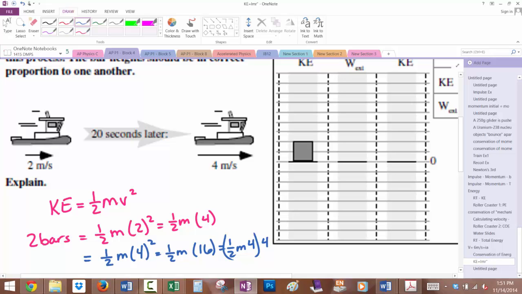So this one needs to be how many times higher than this one? 4 times higher. 4 times 2 is 8. So there you go. We need 8 bars. So that's 1, 2, 3, 4, 5, 6, 7. I think that's 8 there. Which means what needs to go? 2, 3, 4, 5, 6, 7. Okay, 8. How much work is done then? 6 bars. 1, 2, 3, 4, 5, 6. Is that okay? Okay.